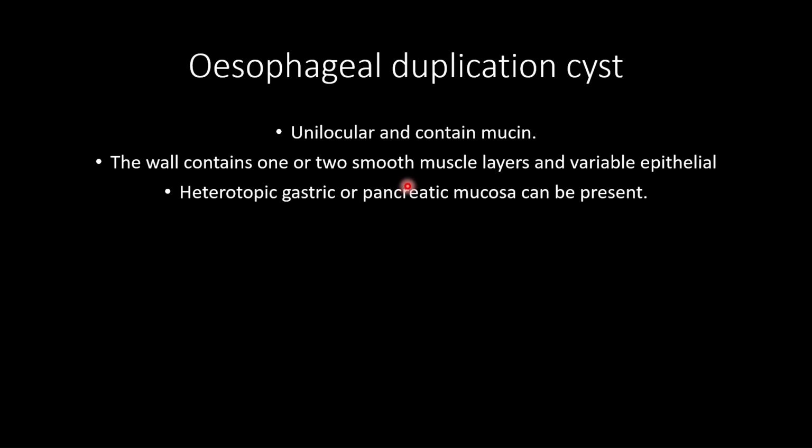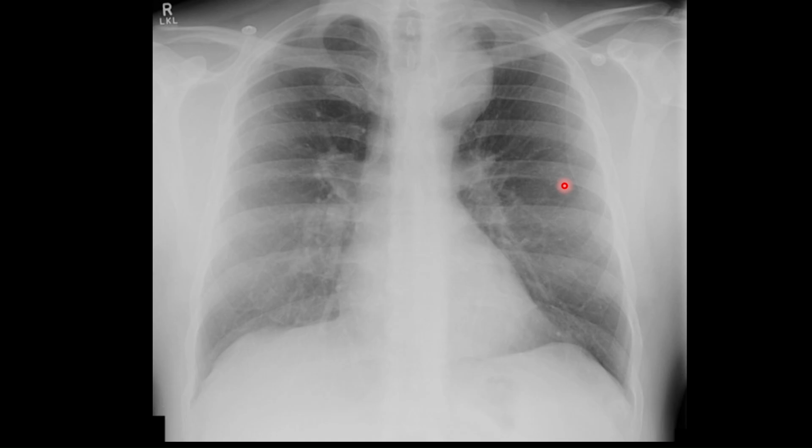Now, esophageal duplication cyst is obviously a foregut duplication cyst. The majority of cases are unilocular with mucin within, and the wall contains one or two smooth muscle layers, and the inner epithelial lining of this duplication cyst is also highly variable. The cyst contains mucin and detached ciliary tufts. Sometimes it can also contain heterotopic gastric or pancreatic tissue, which can also lead to ulceration.